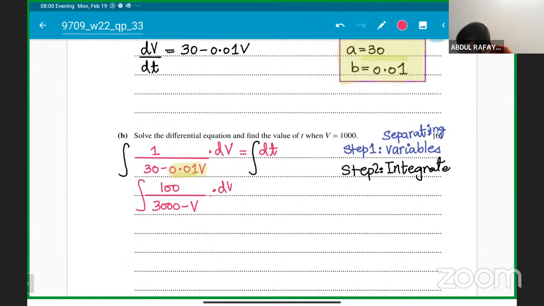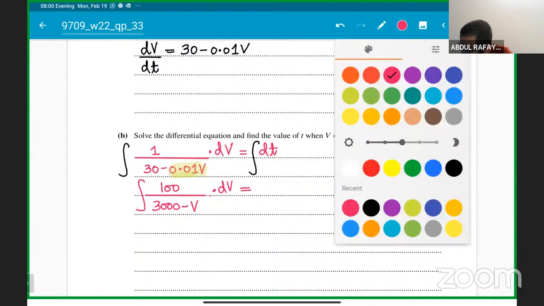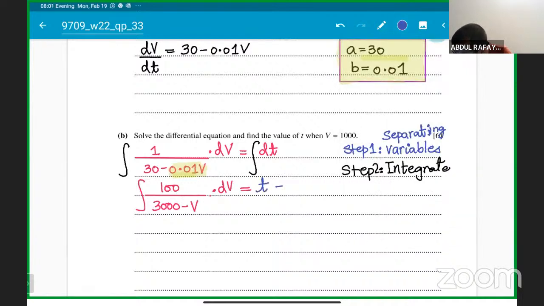We still have not done the integration, okay? We can do the integration of this first. The right side will be t plus c. The integration of 1 is t, and we'll have the constant c to be added, guys. Everyone clear?